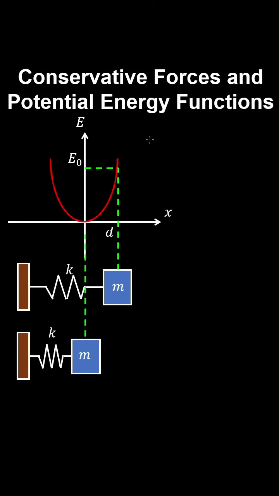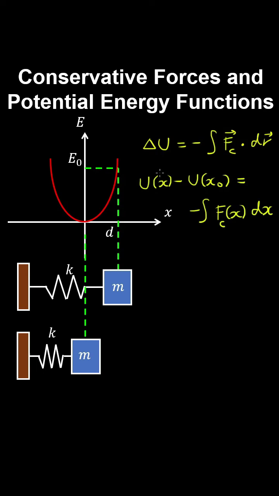In previous videos, we saw that the change in potential energy is equal to the negative of the work done by a conservative force. And in one dimension, this can be written as follows. So differentiating both sides, the second term on the left drops out. So therefore we have a relationship between the conservative force and the potential energy function.